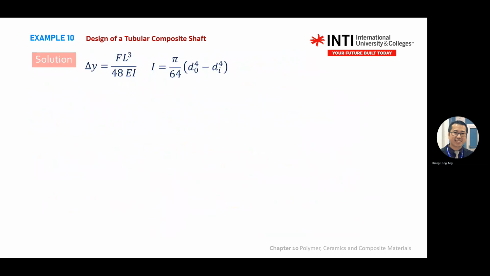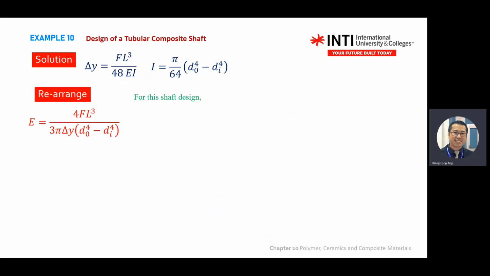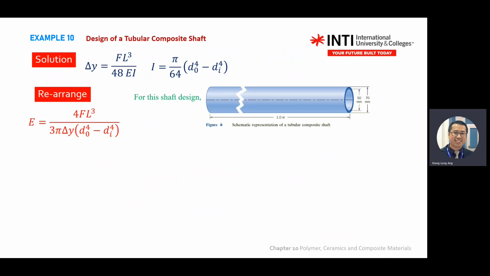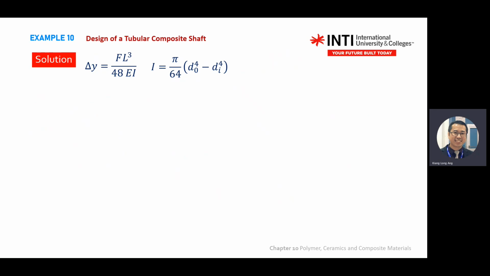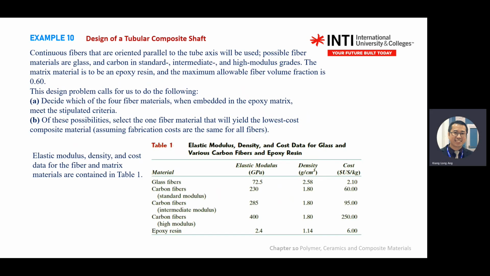So once you substitute, you have all the parameters. This is what you need to design, right? You have all the parameters here: 1000 force, maximum deformation in the center is 0.5, DO, DI. DO means outer, DI means inner. So you use these two equations, rearrange, and you find the E that you need. Why do you find the E you need? Because the question gives you this table.